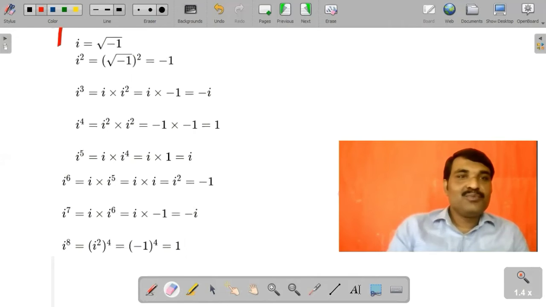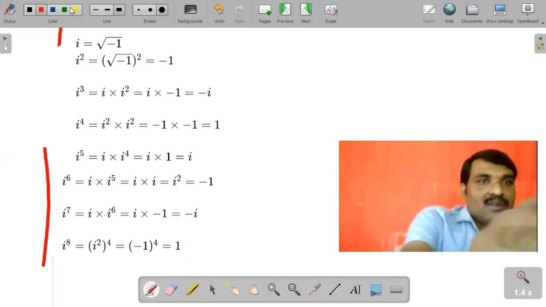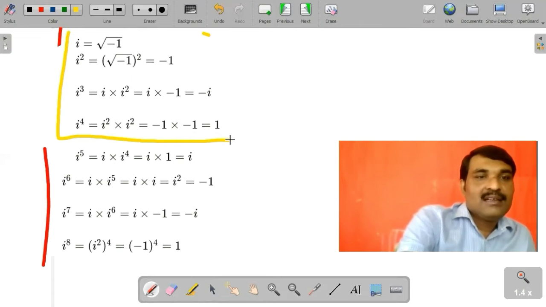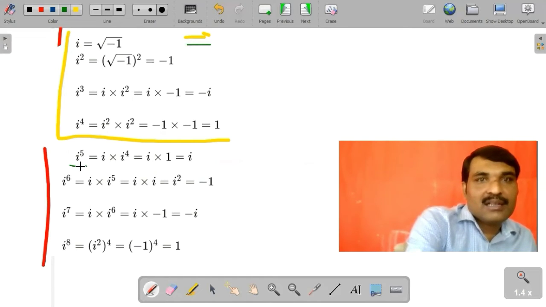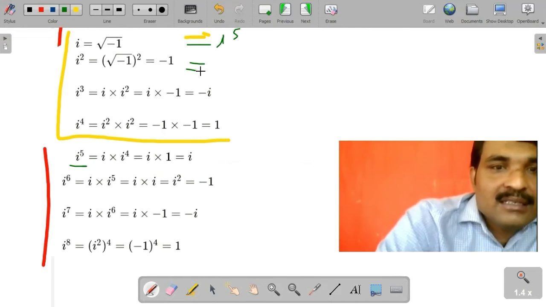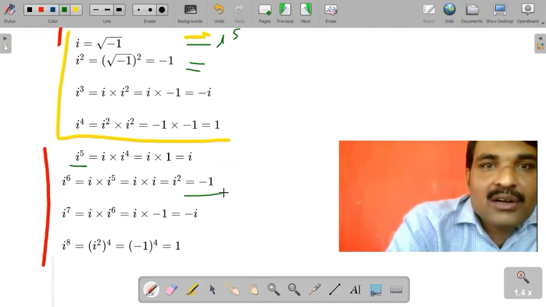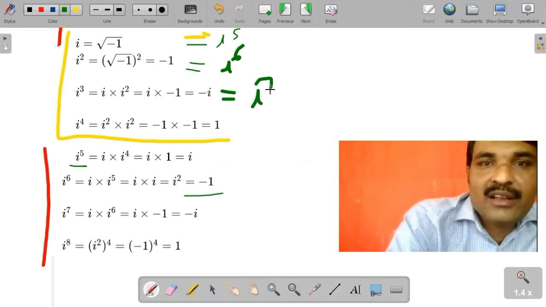Right. We can see that this sequence is repeating. So iota, iota square, iota cube, iota raised to 4 is again repeating. So we can write iota is equal to iota raised to 5. Iota square is equal to iota raised to 6. Iota cube is equal to iota raised to 7. Iota raised to 4 is equal to iota raised to 8.